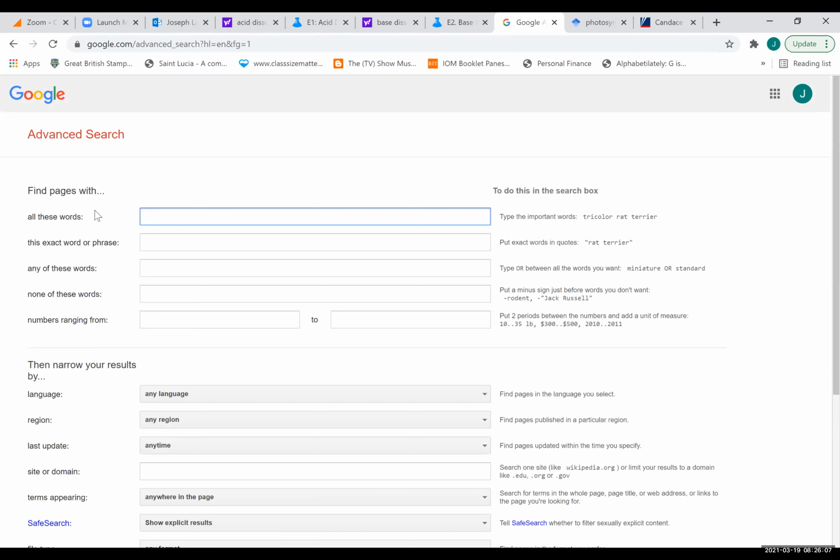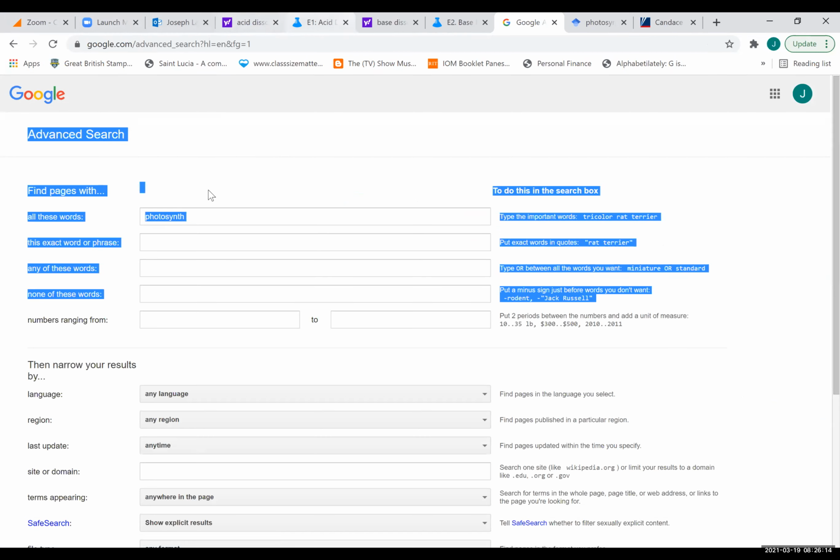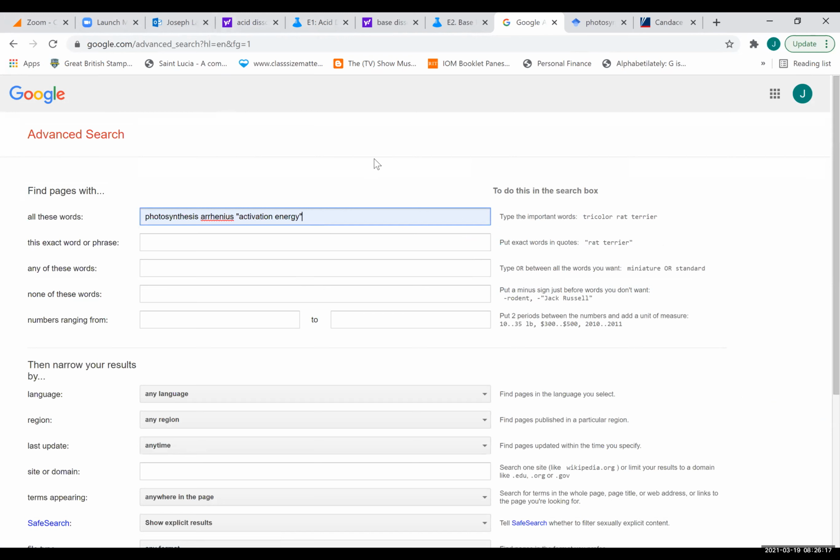So if I'm looking for all of these words, if I throw in, oh, look, there's a whole bunch of them. Whoops, when I was playing around earlier. Now it's only going to show me results that have all three of those phrases in there. The quotation marks mean it's looking exactly for activation energy. If I take the quotations off, it'll give me either activation or energy. But now if I've got an article about photosynthesis that doesn't use the term Arrhenius, it won't show to me, or it'll at least bury it in the list.